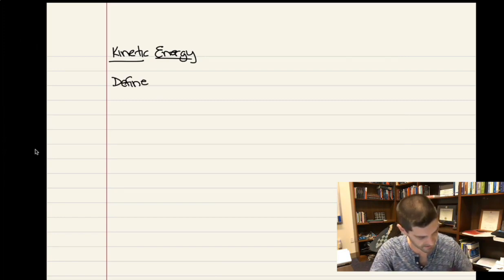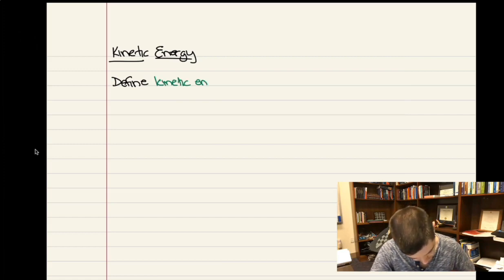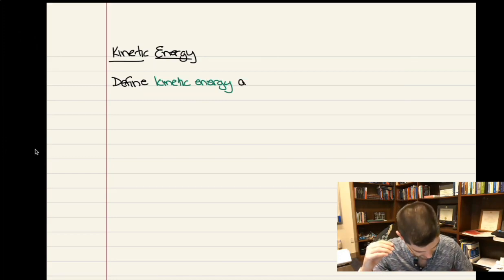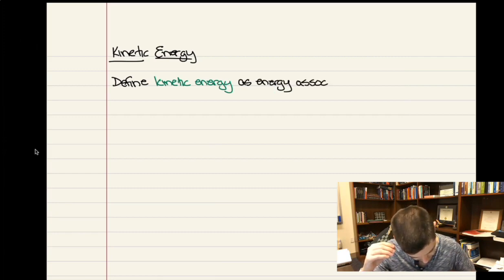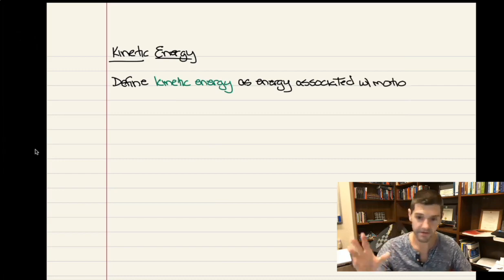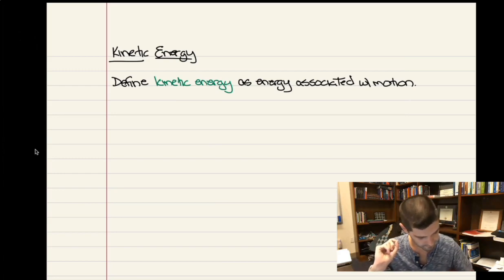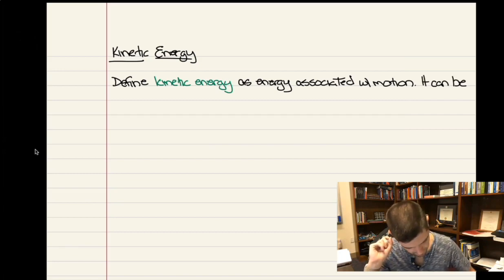So we're going to define kinetic energy as the energy associated with motion. If an object is moving, i.e. its velocity is non-zero, it has energy. It can be quantified by the following formula.